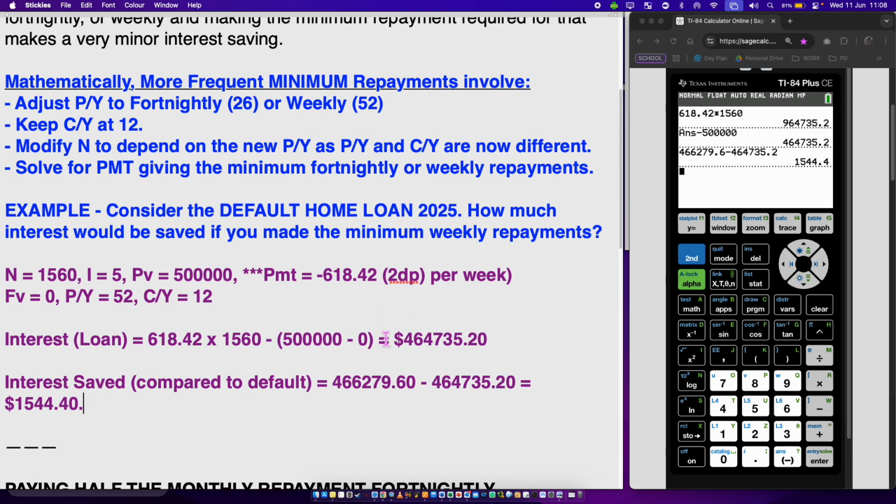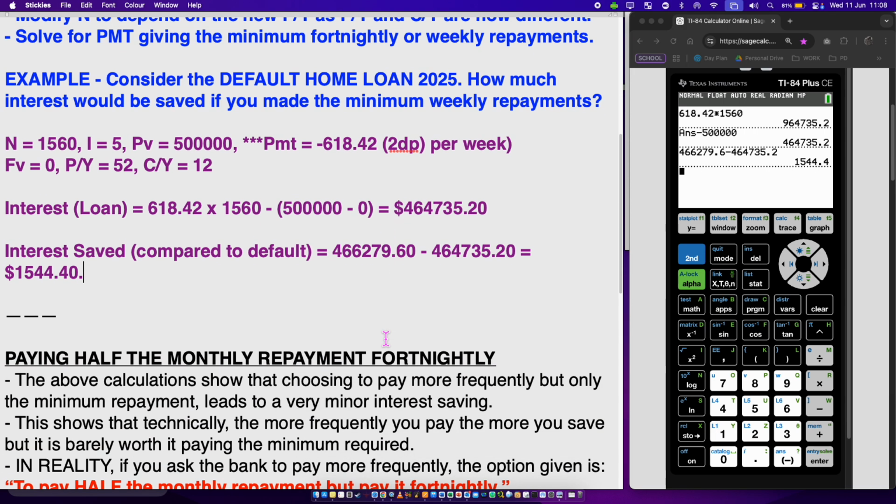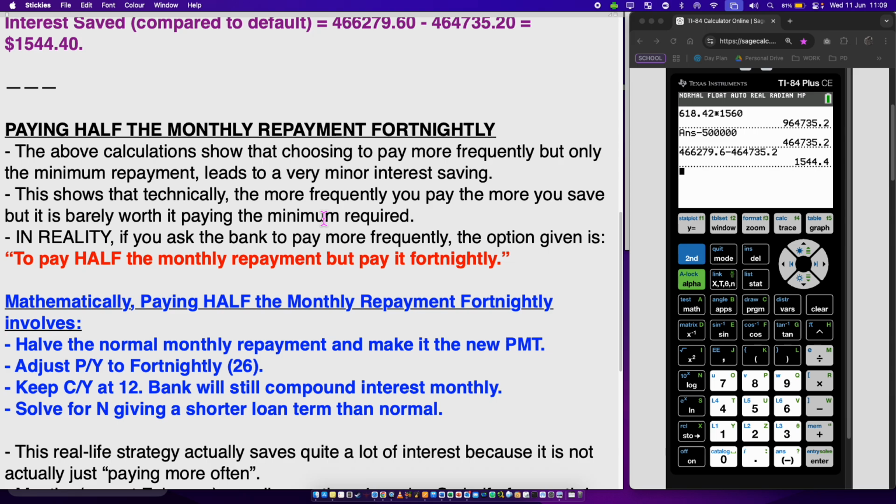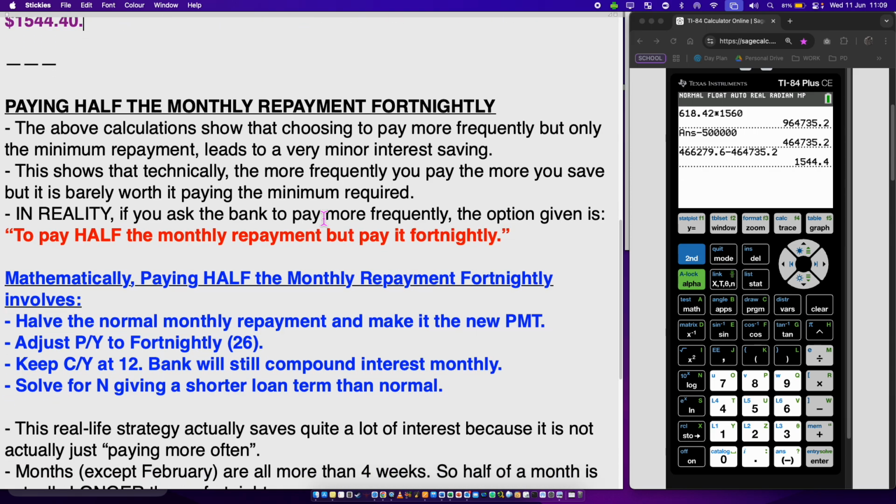Now, that's not actually offered. If you ask the bank, oh, can I just pay the absolute minimum every week? They'll just laugh at you, okay? What they actually offer is this. If you choose to pay half of the monthly repayment every fortnight, you're going to save a lot. There's a reason for that.